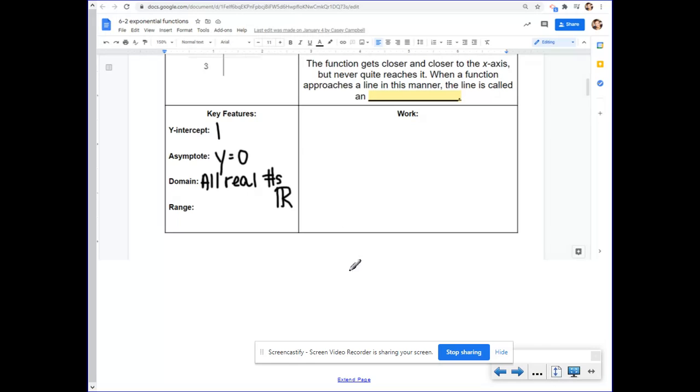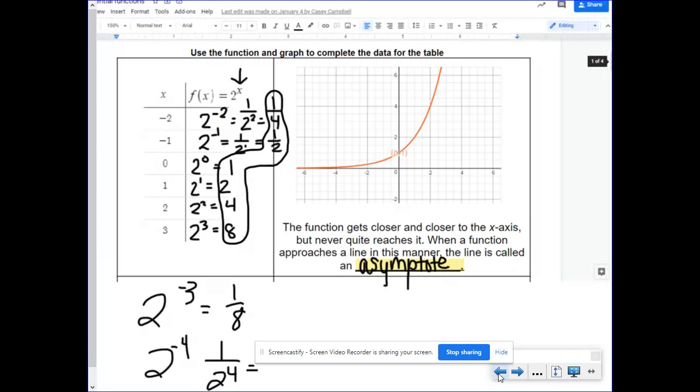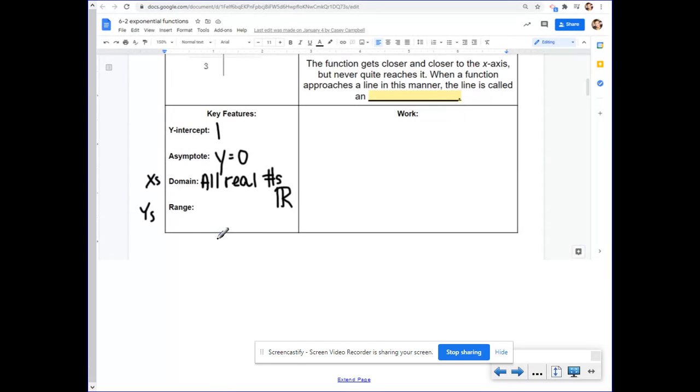And then they want to know what kind of y's you're going to have. So domain is your x values and range is your y values. If we go back and look, what kind of y values are we getting? Remember, it never hits this 0 point. They're all going to be greater than 0. So in the range, we're going to say y is greater than 0.